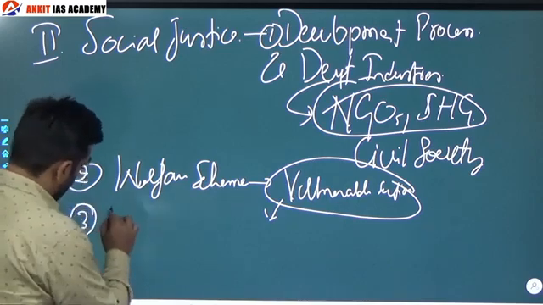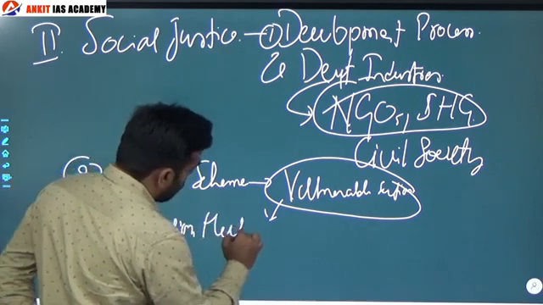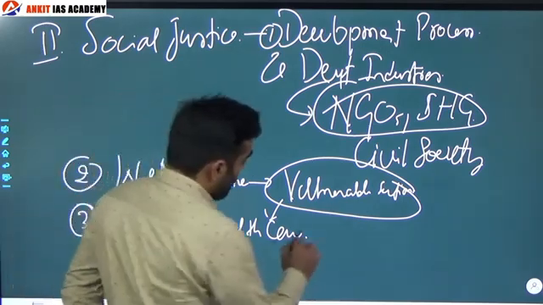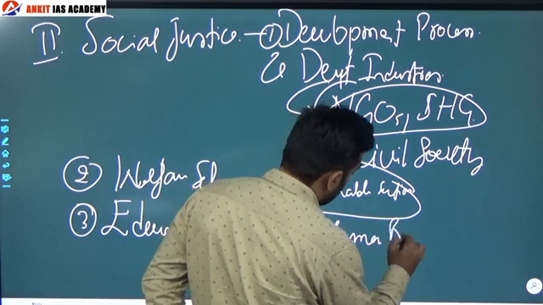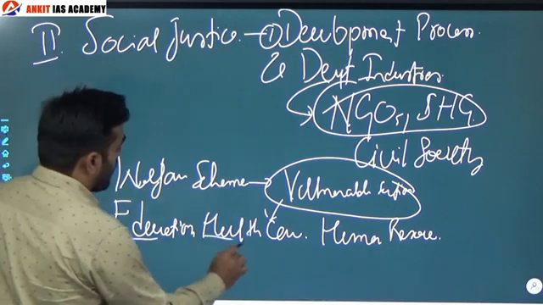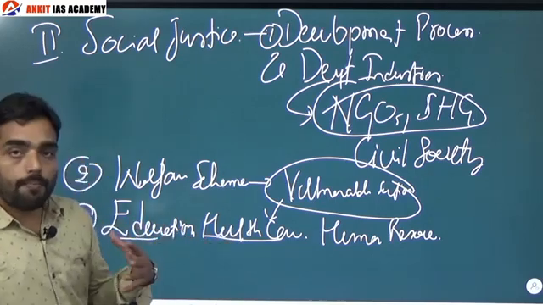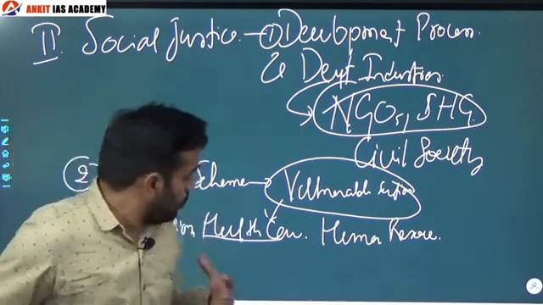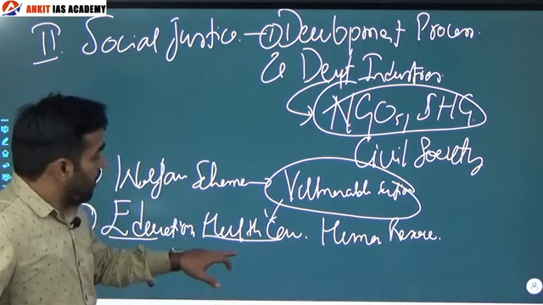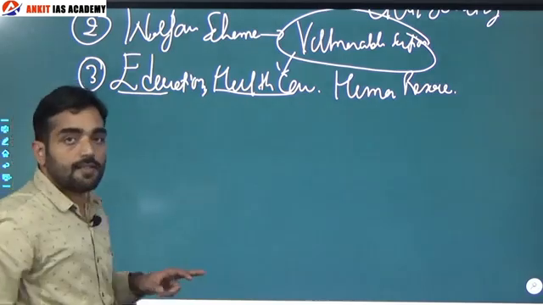Third part, you will see education, healthcare, and human resource. When you read the social justice part, education and healthcare are perhaps the lengthiest to read, and I would recommend you that please be aware of the current developments in the country, in the sector of education and healthcare, because the questions that are framed from these are largely from current affairs. Fine.